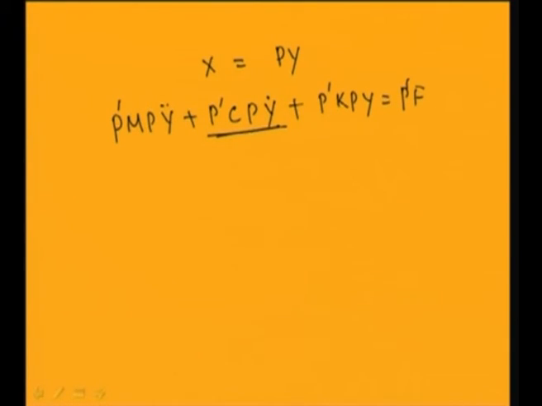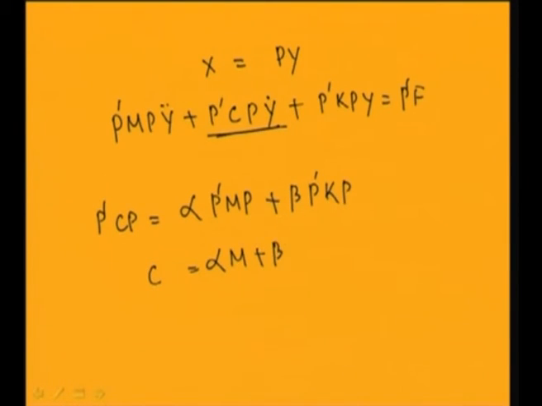but if it is not a symmetric matrix, then you can write this matrix P transpose C P as alpha of P transpose M P plus beta of P transpose K P, or the C matrix you can write as alpha M plus beta K. So by writing C equal to alpha M plus beta K, you can reduce this equation to that of a diagonal form, and you can find the response of the system.